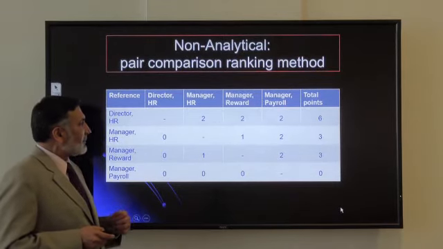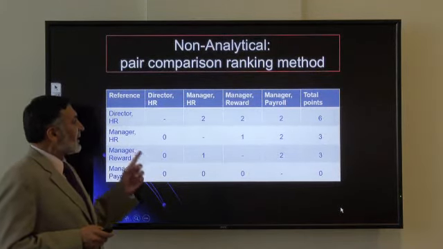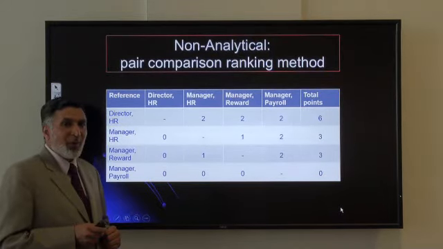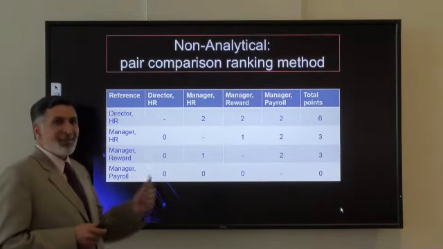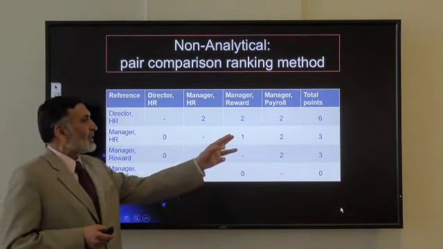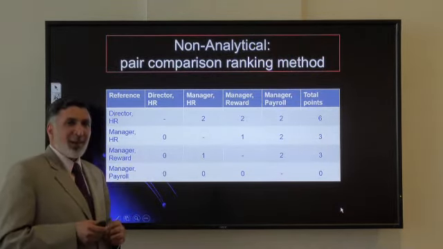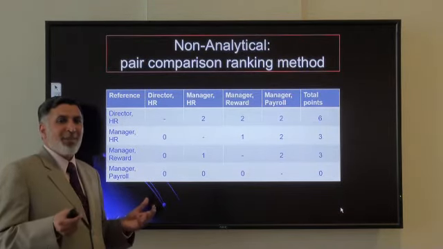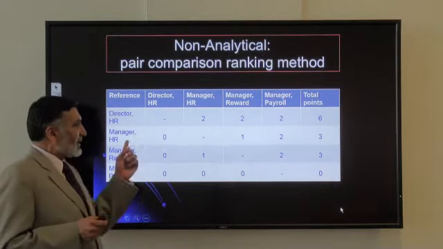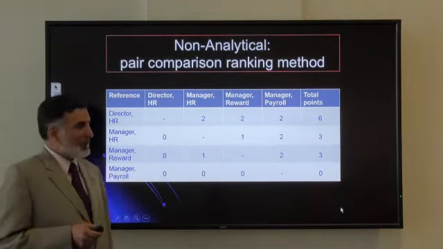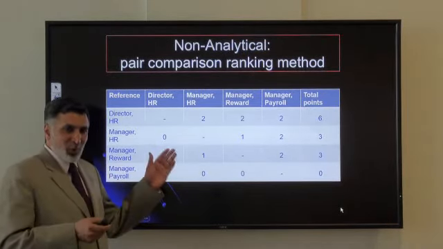Does Manager HR have more worth than the HR Director? The answer is no, so we will assign 0. Does the HR manager have more worth than the Reward manager? I presume both jobs have the same worth. The HR manager has the same worth as the Payroll manager, I said yes. So I place them and so on.